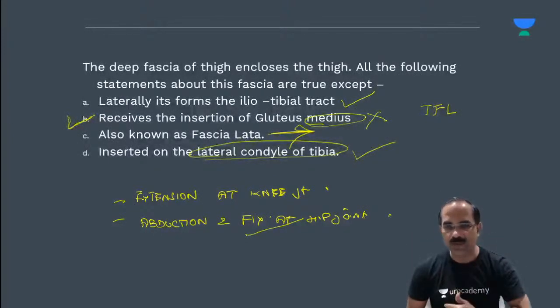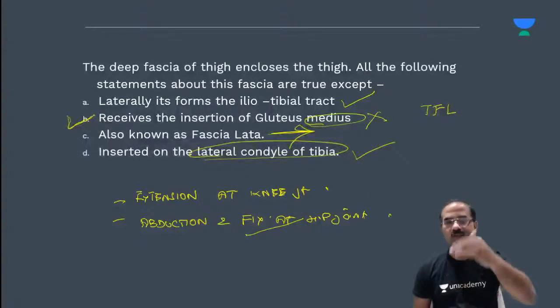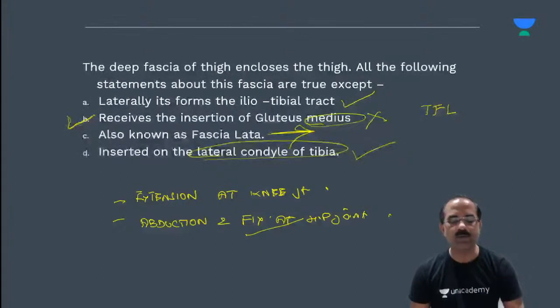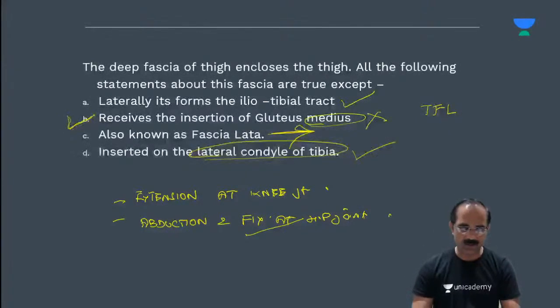What is the action of this iliotibial tract? It does extension at the knee joint. And what does it do to the hip joint? Abduction and flexion at the hip joint. That's the complete thing about iliotibial tract. Okay, that's fine.